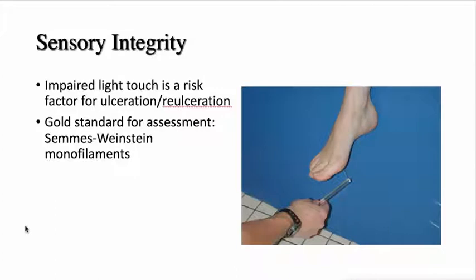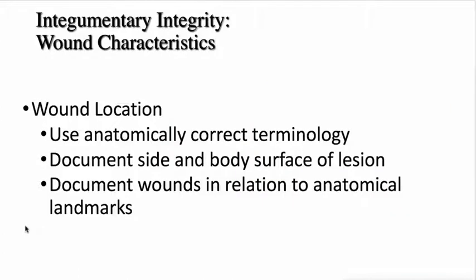Skin integrity, we want to look at, is there an impairment with light touch? We want to look at testing with the gold standard, which is the Semmes-Weinstein monofilaments, and those are depicted here. Remember, the number 5.08 monofilament is 10 grams. You need 10 grams or more for protective sensation. If not, you're at risk for wounds. So we want to look at the integumentary integrity and wound characteristics.